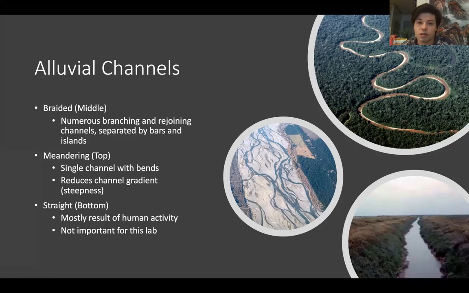That's a braided channel. Then you have the meandering channel, which is a single channel with bends in it. These bends reduce the channel gradient, or steepness. You can see that up here with this image in the top right. That would be an example of a meandering channel. And then finally, there's the straight channel, which you see in the bottom picture. These are usually the result of human activity. There aren't very many natural straight channels, and they're not particularly important for this lab.